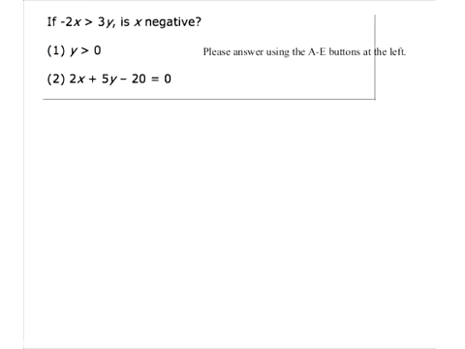Okay, I'll give you a clock for this one. I'll give you like 2 minutes. Okay, that is 2 minutes. I'll give you guys about 15 more seconds to answer the question. Please answer using the A through E indicators.